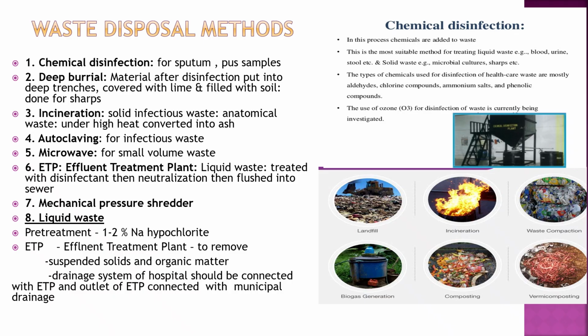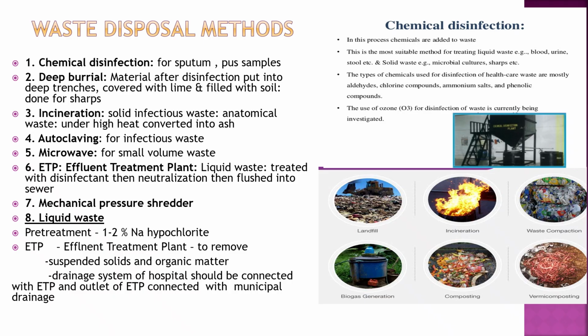Then ETP, effluent treatment plant. Liquid waste generated in the hospital is treated with disinfectant, then neutralization is done, and then it is flushed into the sewer system. So that is ETP, the effluent treatment plant. And then the mechanical pressure shredder. All glass waste or plastic waste should be mechanically broken down into small pieces, and then they can be reused.